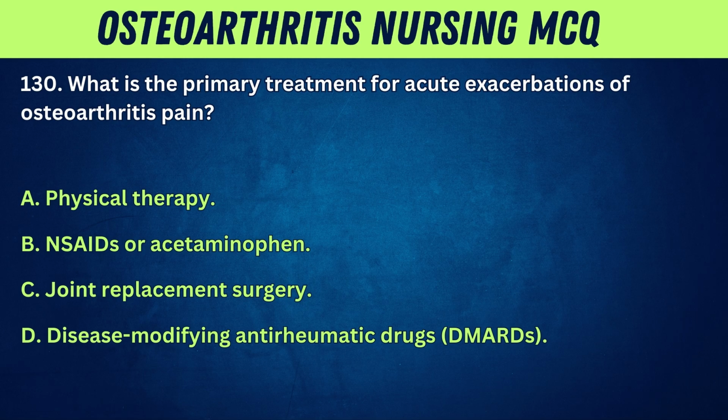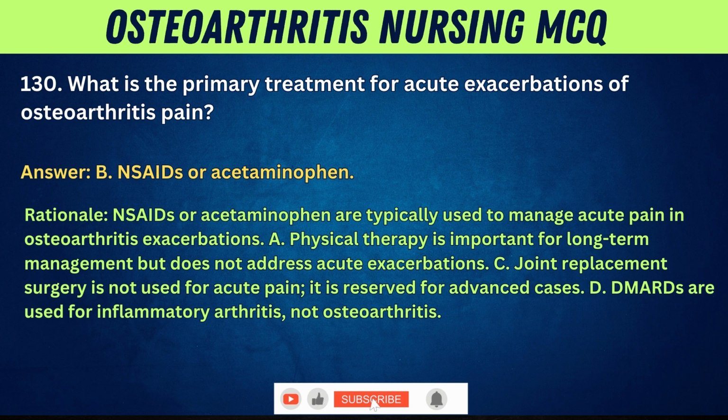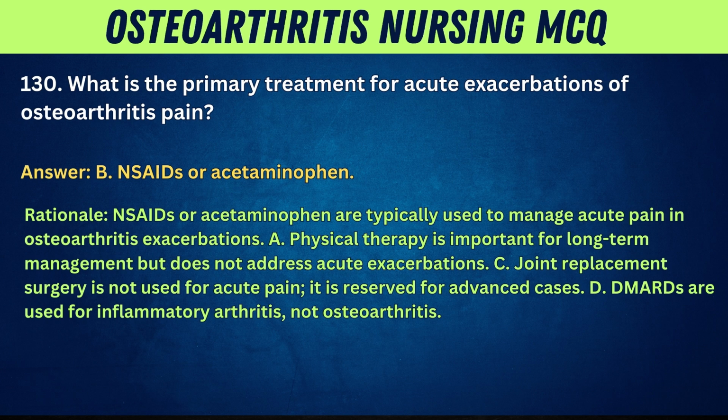130. What is the primary treatment for acute exacerbations of osteoarthritis pain? A. Physical therapy. B. NSAIDs or acetaminophen. C. Joint replacement surgery. D. Disease-modifying antirheumatic drugs, DMARDs. Answer: B. NSAIDs or acetaminophen. Rationale: NSAIDs or acetaminophen are typically used to manage acute pain in osteoarthritis exacerbations.